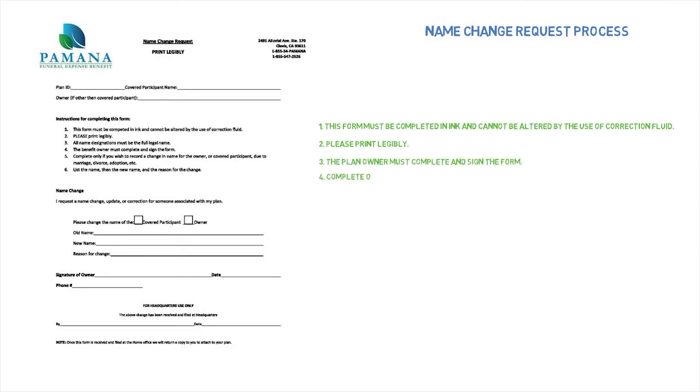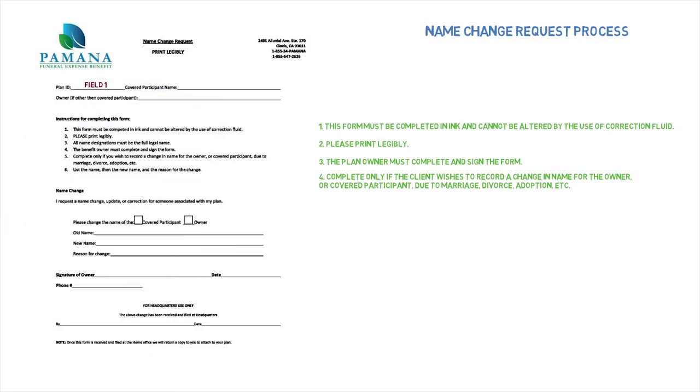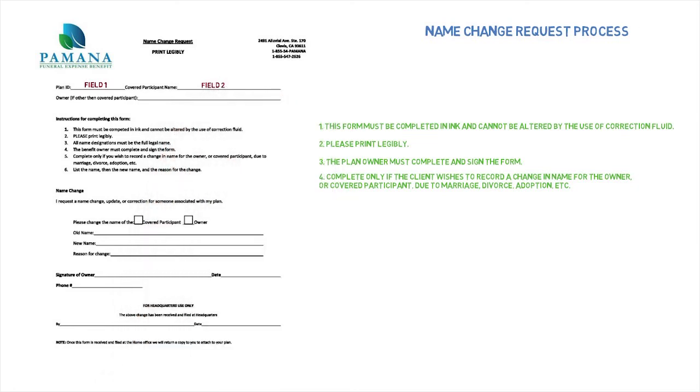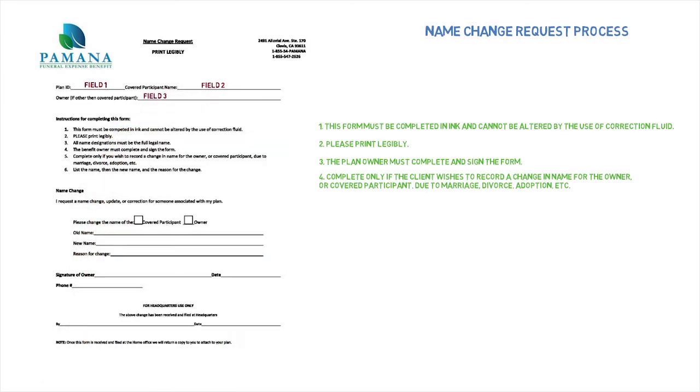Complete only if the client wishes to record a change in name for the owner or covered participant due to marriage, divorce, adoption, etc. The first field on the first line will ask the owner to provide the plan type. The second field on the first line will ask the owner to provide the original name of the participant initially provided. The field on the third line will ask the owner to provide their name initially provided. The owner will then need to indicate which name they are changing.